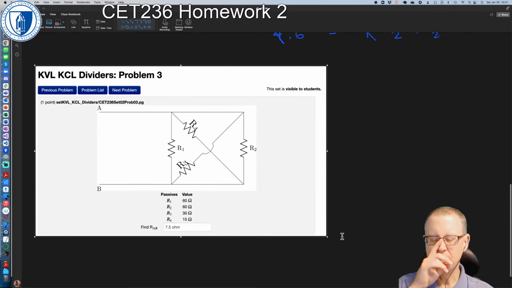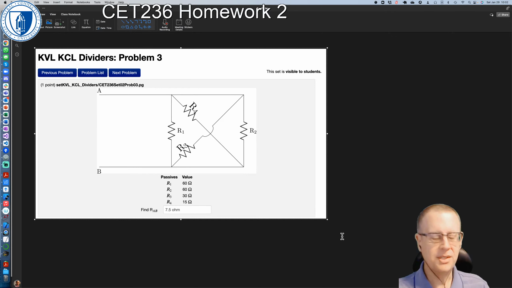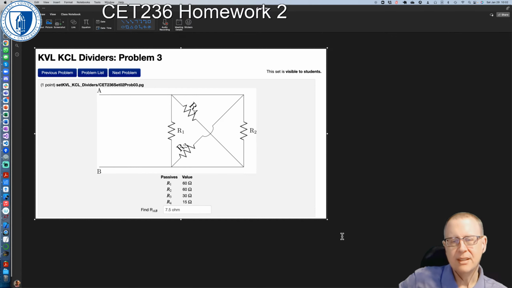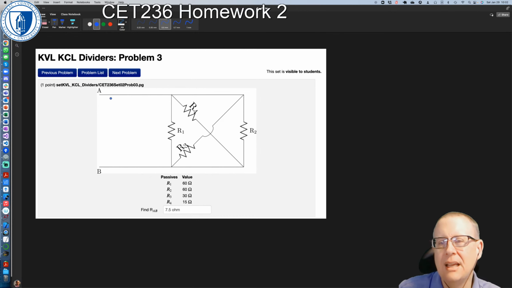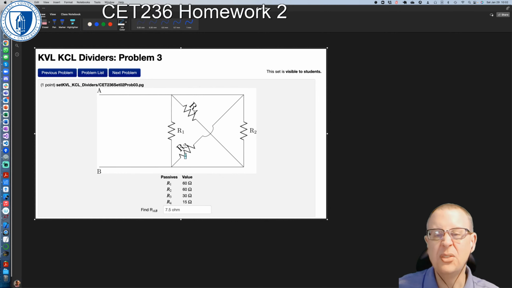Okay, here's problem 3, and we're asked to find the equivalent resistance of this rather interesting circuit, right? And the circuit is interesting because of the way the resistors are drawn more than anything else.